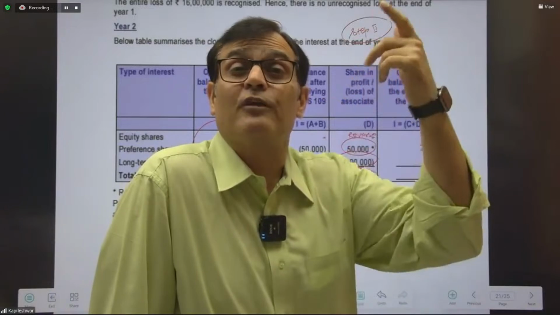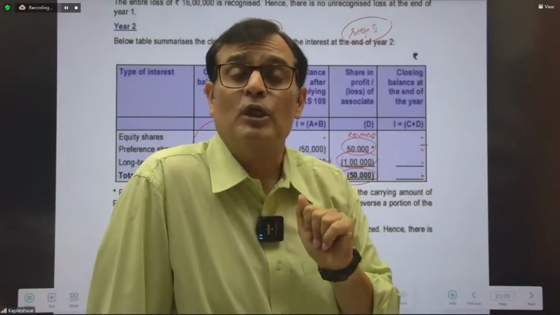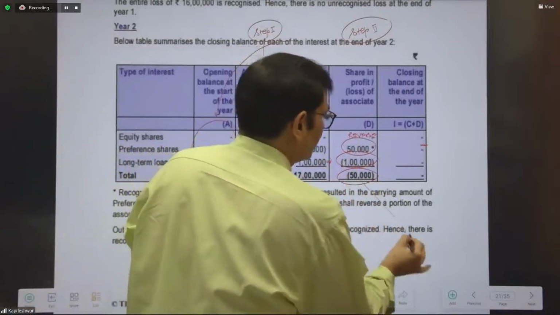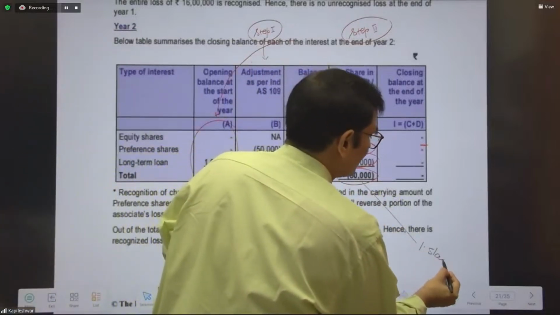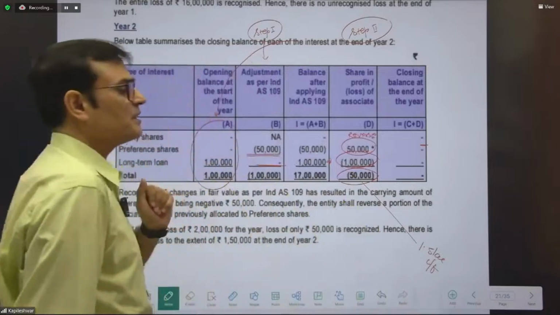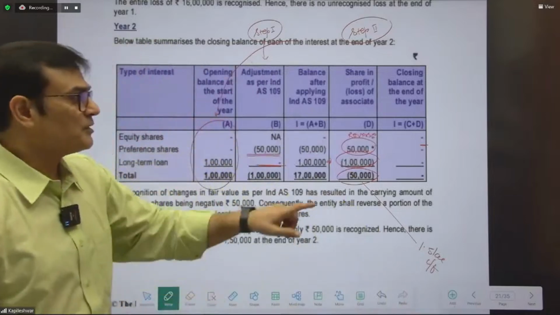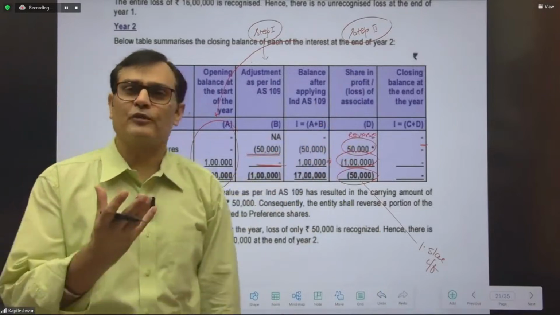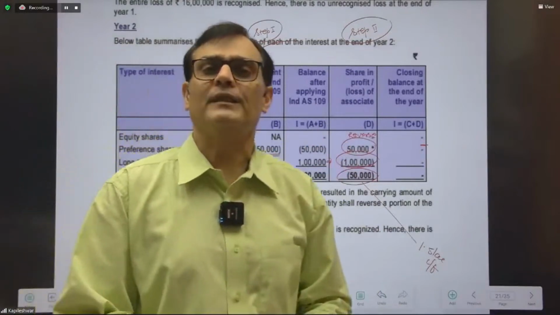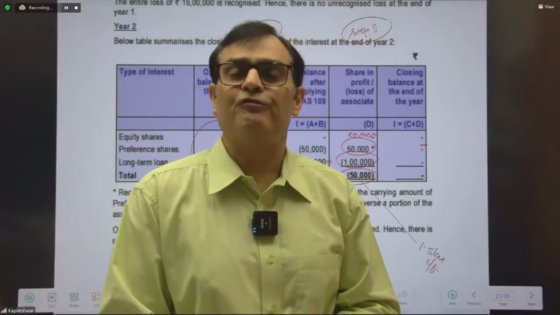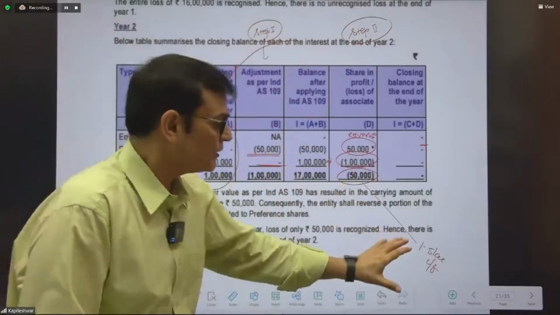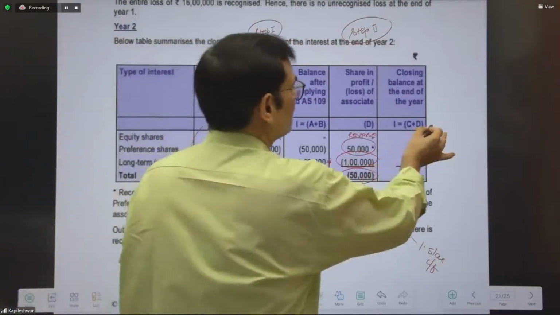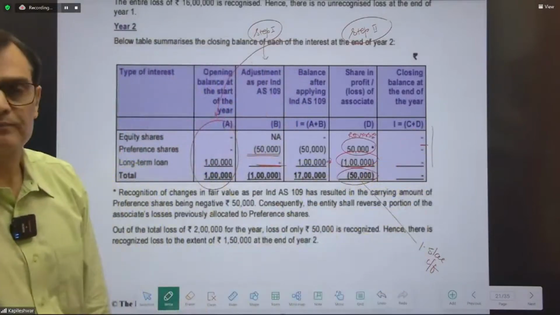The rest, 150, is carried forward in the notes to accounts to be adjusted in the next year. So in this particular case, we can say 1.5 lakh losses is carried forward to be adjusted in the next year, because you could allocate 1 lakh and you had to reverse 50. So out of a total loss of 2 lakh rupees, only an amount of 50,000 got allocated, the rest 150 losses not allocated, carried forward. All these investments stand at 0.